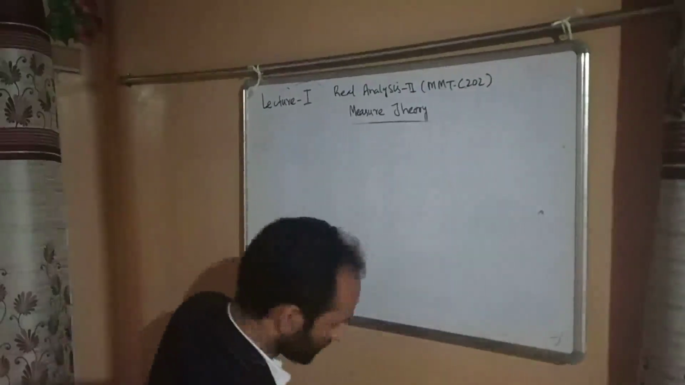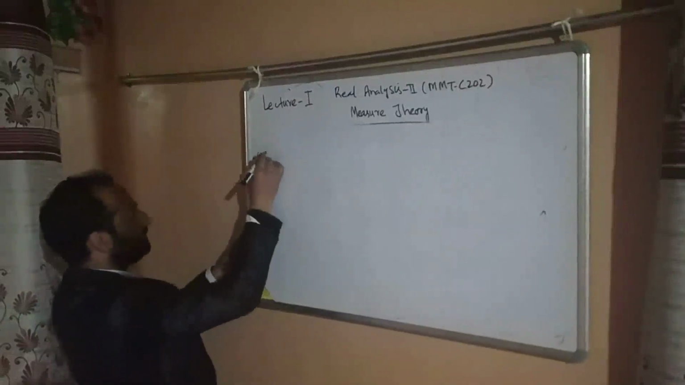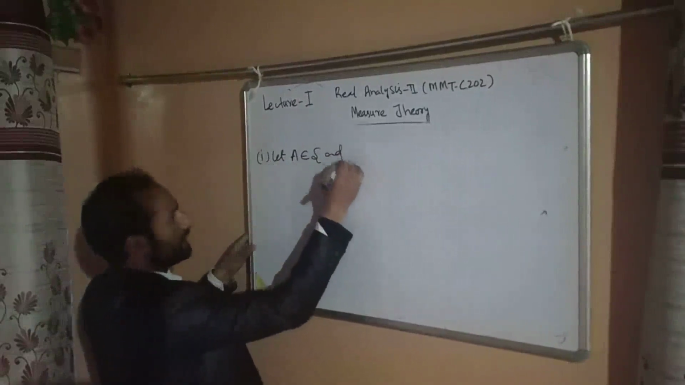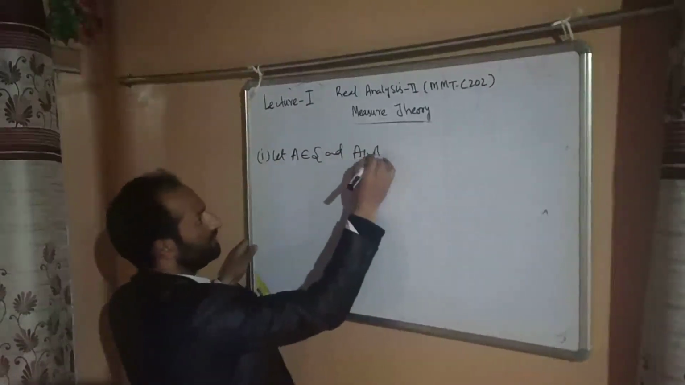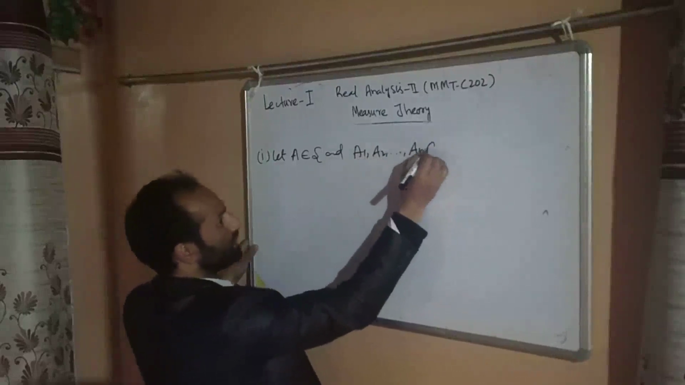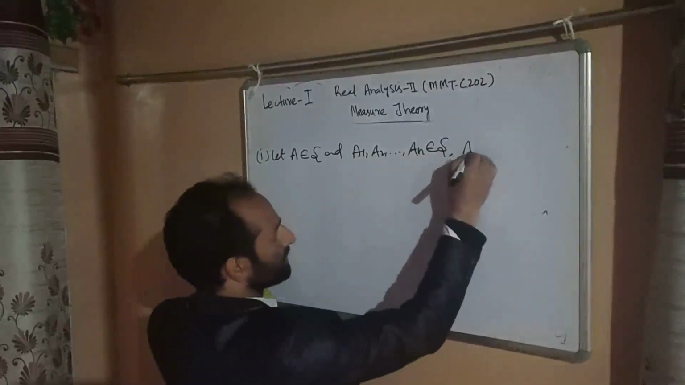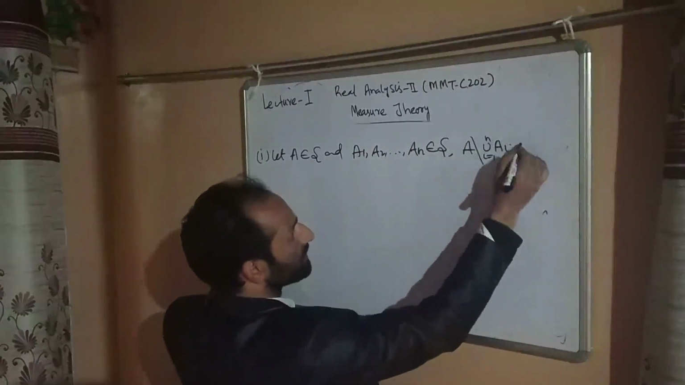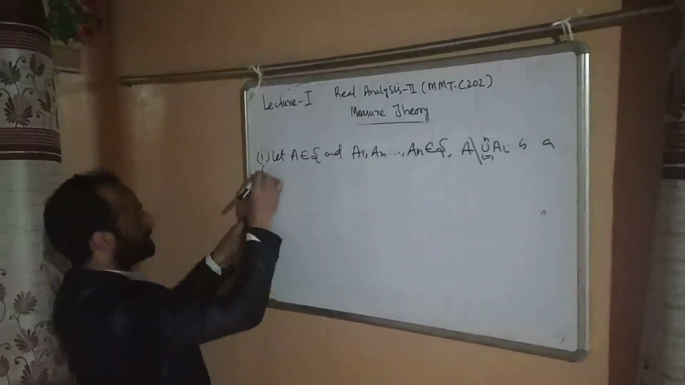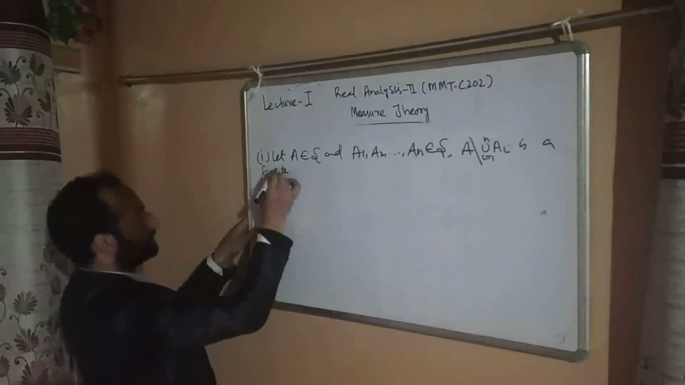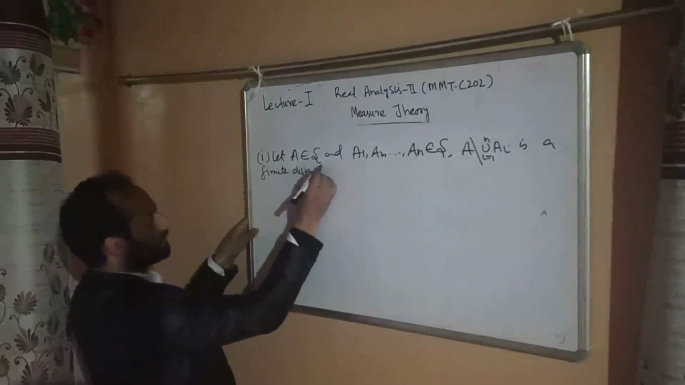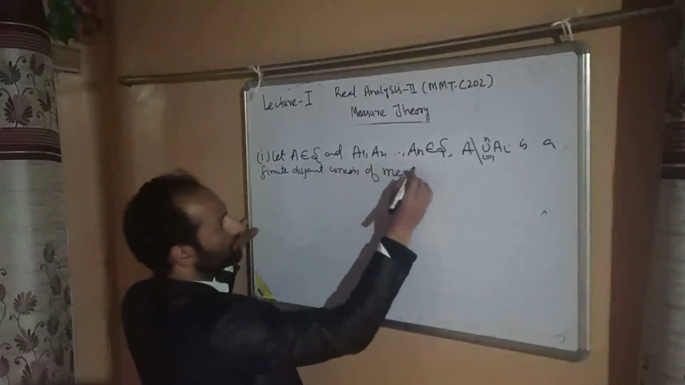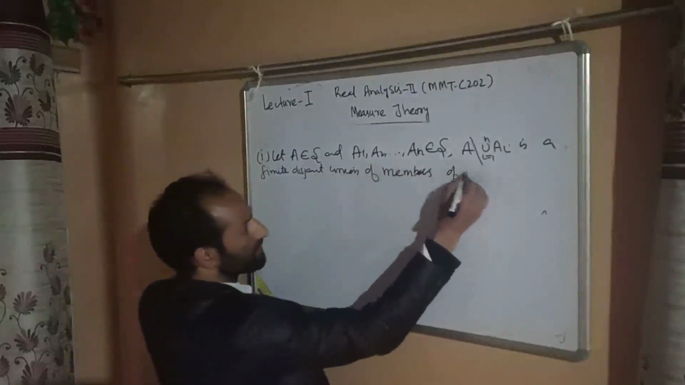So first property. What's the first property? We have a member A of S here, and n members of S, A1, A2, and so on up to An. We show that A minus the union of Ai, i running from 1 to n, is a finite disjoint union of members of S.